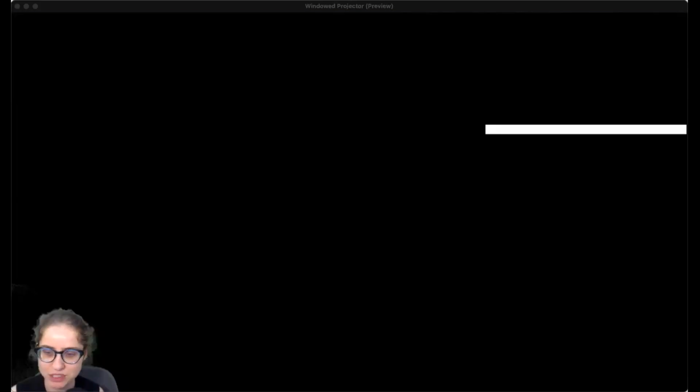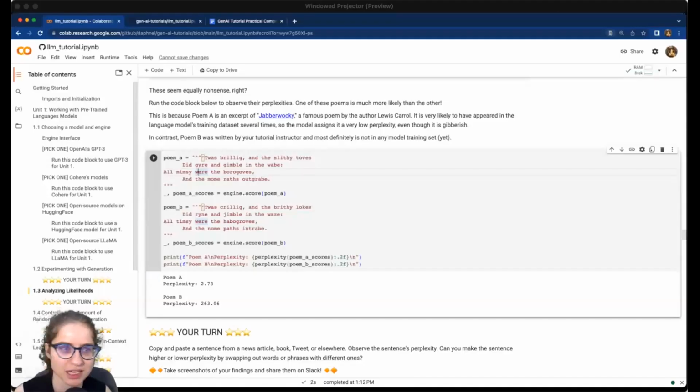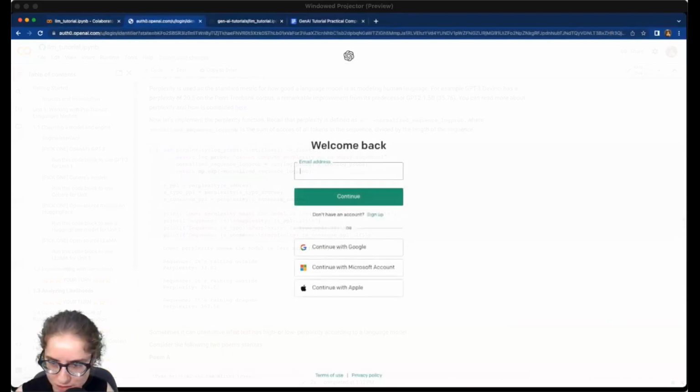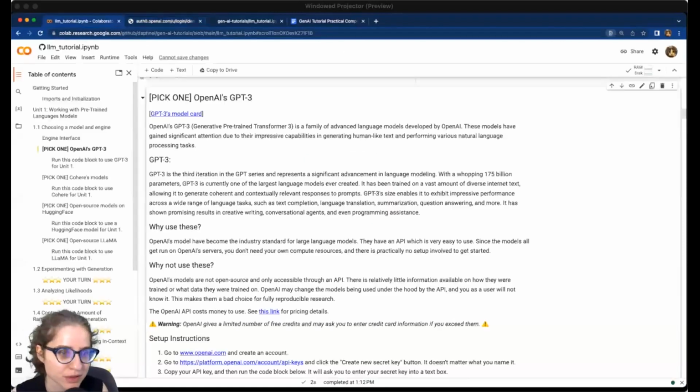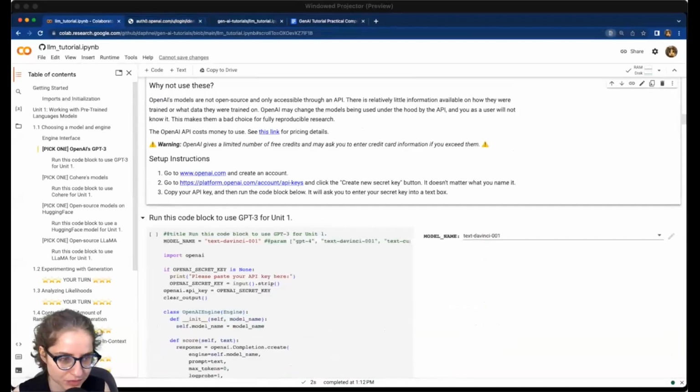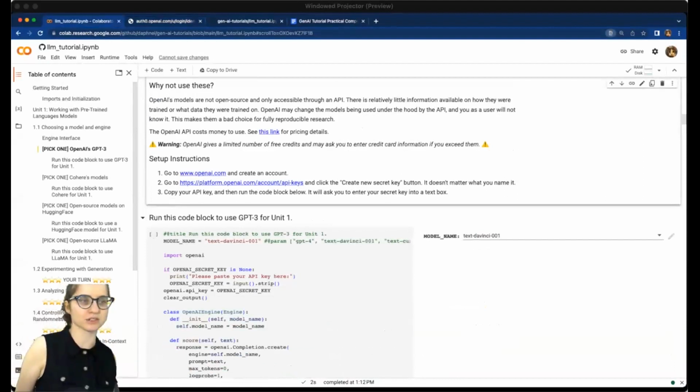Are people still running into rate limiting with GPT-3? I can't run step 1.2. Okay, let's look at step 1.2. If you're getting any errors, please just paste a screenshot of your error in the Slack. That makes it easiest for me to debug it.